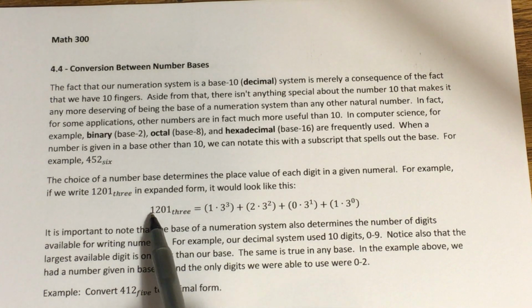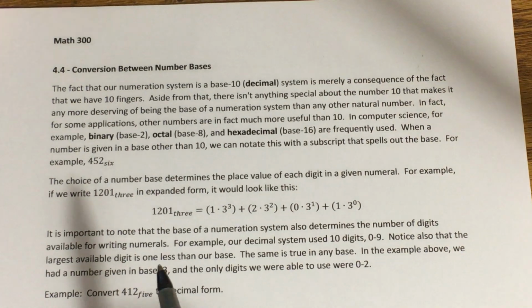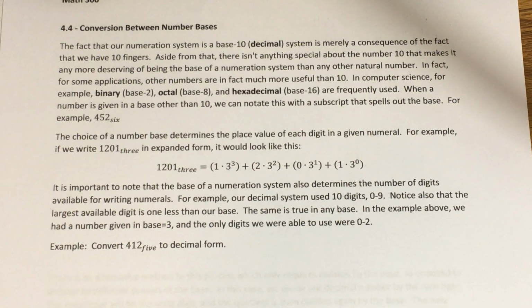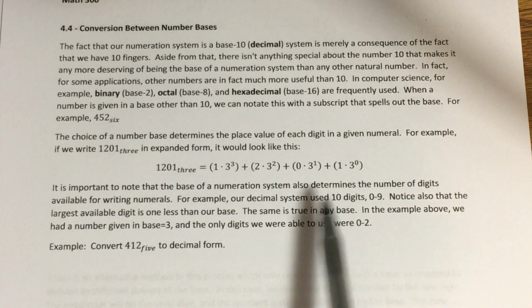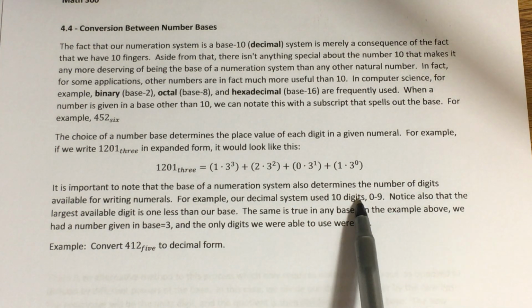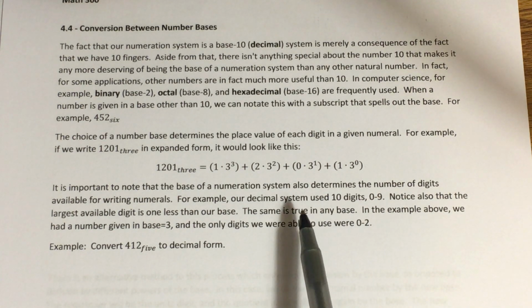And all of the digits, 1, 2, 0, and 1, all of those digits individually are less than 3. That's a necessary requirement of any number written in a particular base. The same is true of decimal, as you know. In a decimal system where we have a base of 10, the digits that we use are 0 through 9. Each one of them is individually less than the base itself.